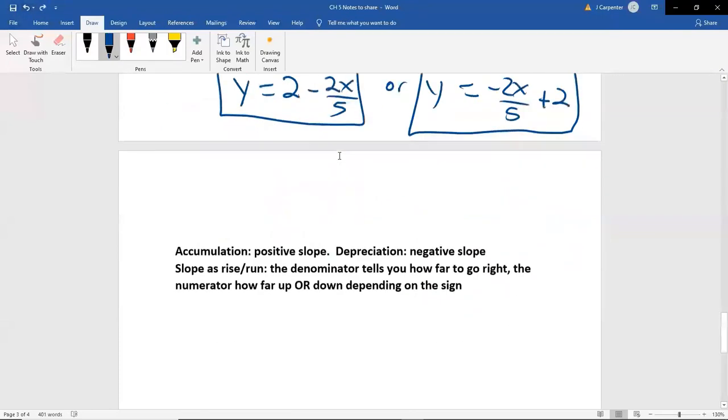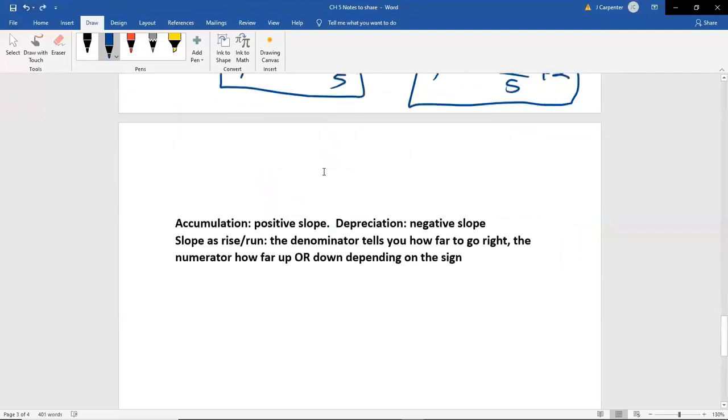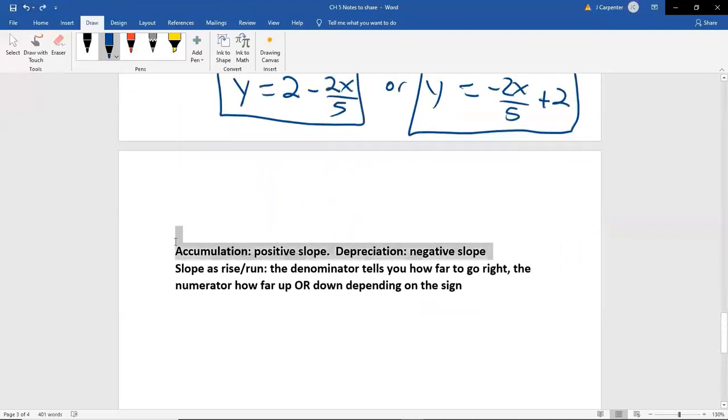All right, and then just a couple last minute words. Again, everything after what I have highlighted here, nothing is new. We've already talked about that. Accumulation just means you have a positive slope. Depreciation means you have a negative slope. Those are just 2 words you might see in the real world or in a QR class.